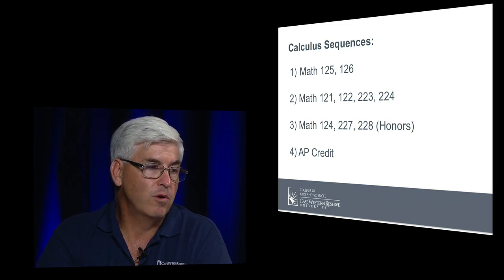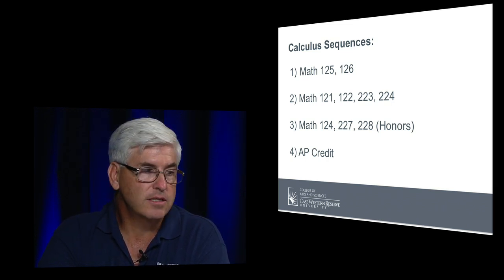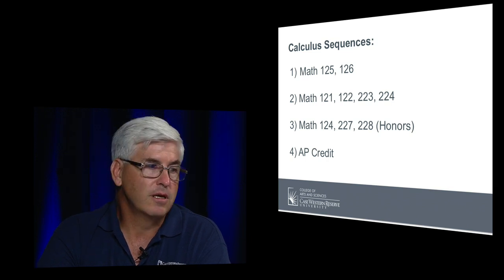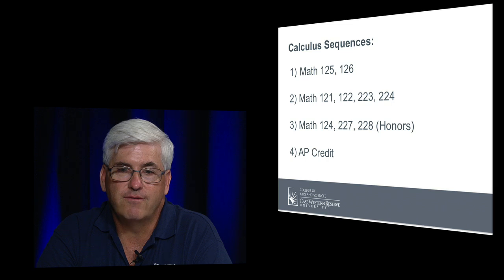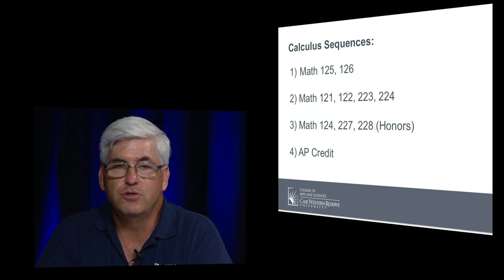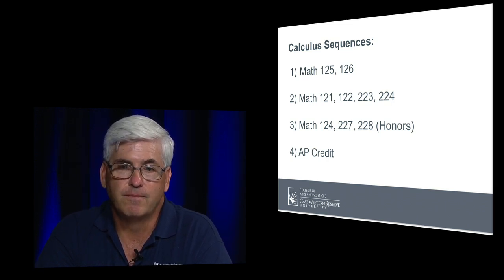If you were in the 124, 227, 228 sequence, you would start appropriately. Math 124 is a second semester calculus class, 227 is a third semester class, 228 is a fourth semester class.